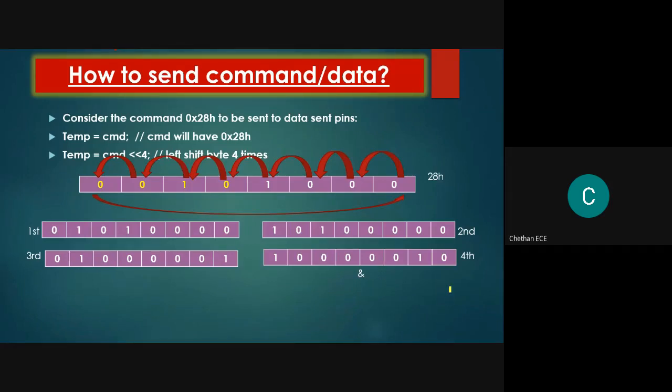What is the result of performing logical AND operation between the fourth left shift result and F0? Kindly answer in the chat box. What is the result of logical AND operation between F0 and the fourth left shift result? You have to perform the AND operation for this data and F0.